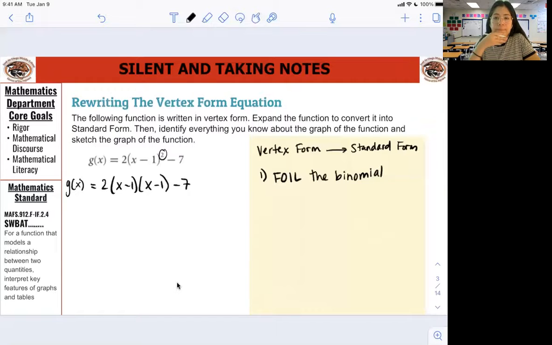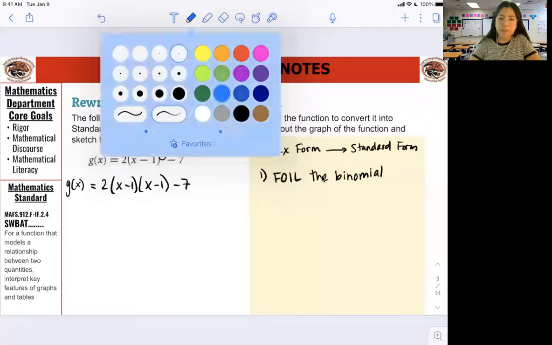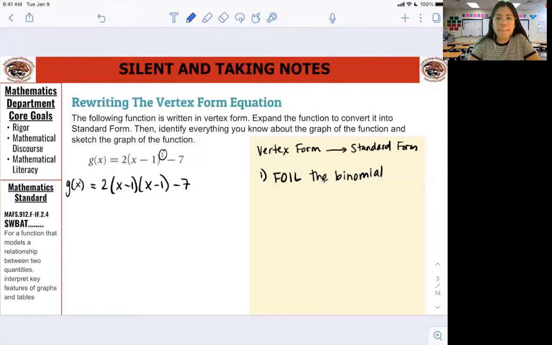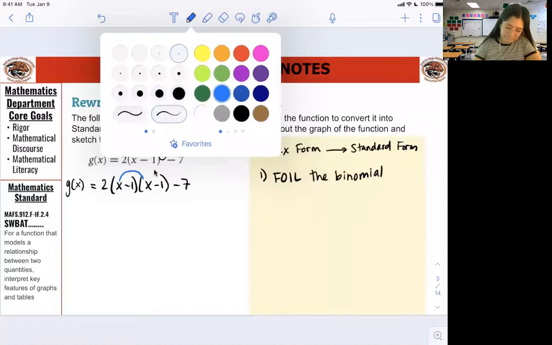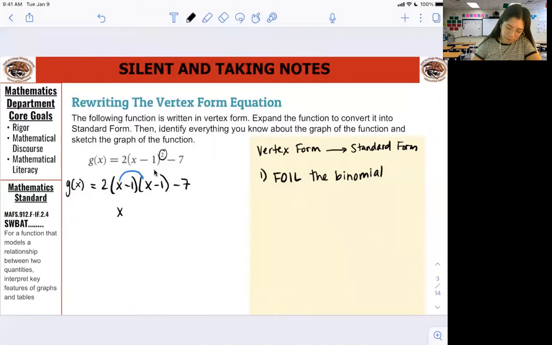Okay? So we're going to go ahead and we're going to FOIL. So quick review of FOIL. What do I multiply first? 2 and x. Okay, that would be distributing. I'm not distributing right now. I'm going to FOIL. So between these two binomials, what goes first? X and X. We'll distribute later, okay? So X times X, what do I get? X squared.